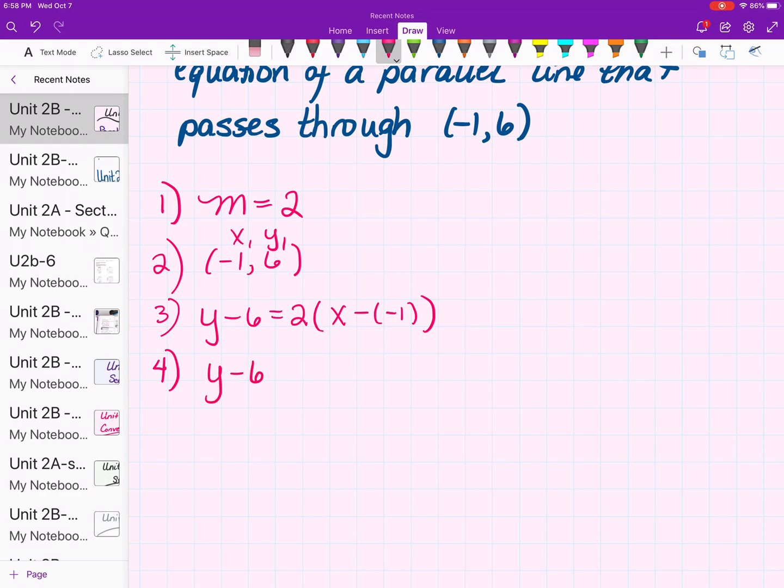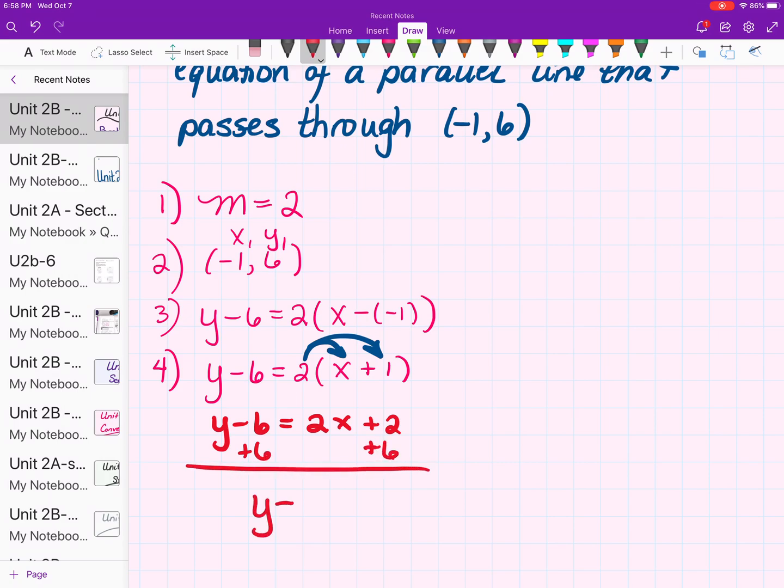Y minus 6 equals 2, and I'm going to make this x plus 1. Why can I make it plus 1? Because subtracting a negative is the same as adding. I'm trying to get y by itself, so I'm going to distribute that 2. And that's going to give me y minus 6 equals 2x plus 2. And then I'm going to add that 6 to both sides to finally get y equals 2x plus 8. If it's parallel to that other line, it's going to have the same slope, 2, and a different y-intercept. In this case, 8.